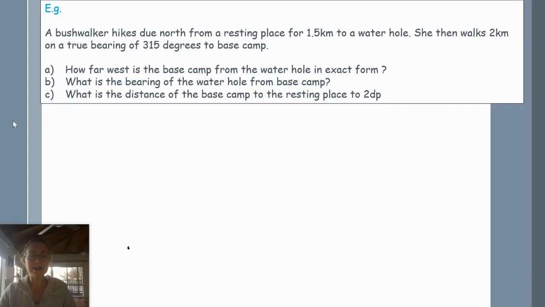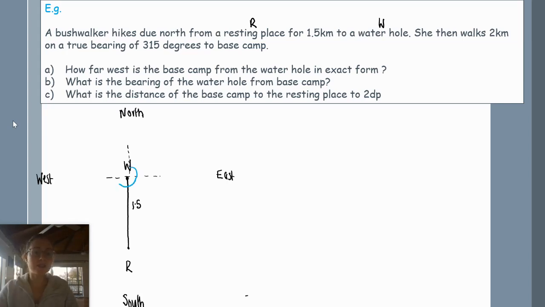A bushwalker hikes due north from a resting place for 1.5 k's. So I'm going to start at my resting place. Let's call that R down the bottom. And I'm going to walk all the way up straight north until I get to a waterhole. Let's call that W. A few more bits of information to fill in. Now, after I've got to W, I'm going to walk 2 kilometers on a bearing of 315 degrees to a base camp, and I'm going to walk on that for 2 kilometers until I reach base camp, and I'm going to call base camp just B.